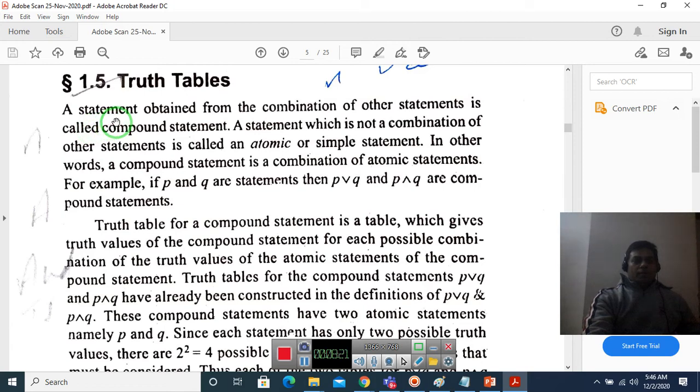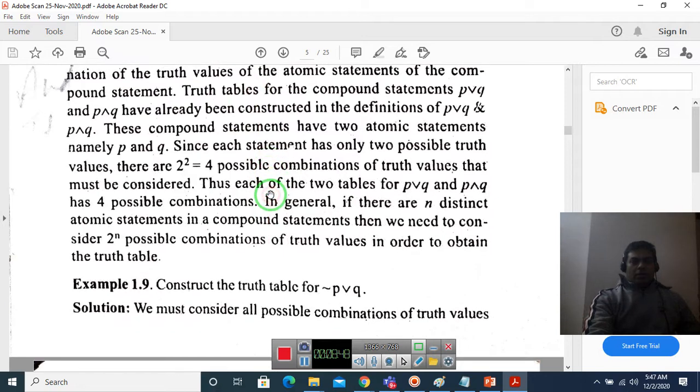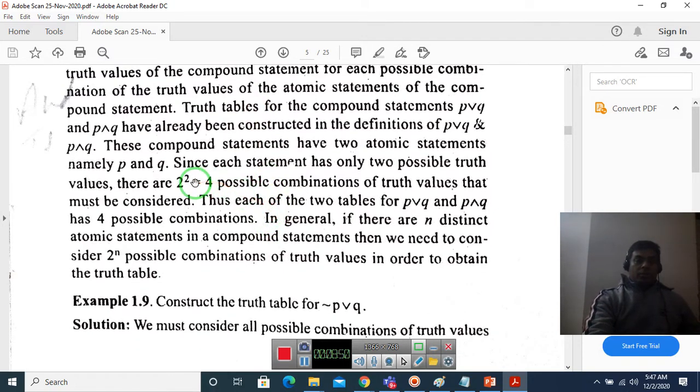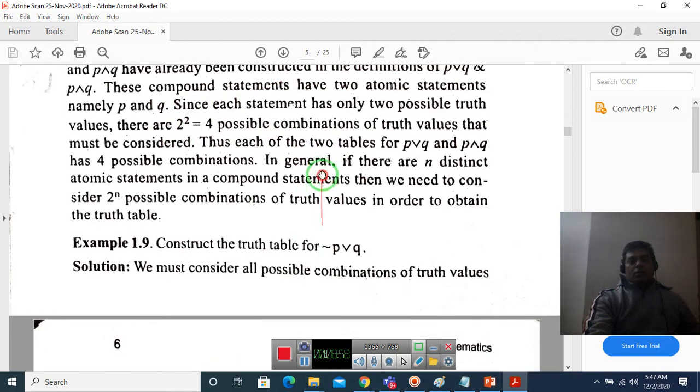In logic, a statement obtained from the combination of other statements is called a compound statement. A statement which is not a combination of other statements is called an atomic or simple statement. In other words, a compound statement is a combination of atomic statements. If P and Q are statements, then P ∧ Q and P ∨ Q are compound statements. Each compound statement has possible combinations, 2 to the power 2. If you have two variables P and Q, there are 2 to the power 2, that is 4, possible combinations.